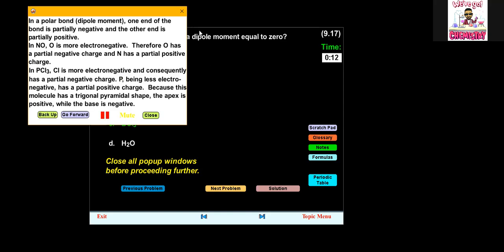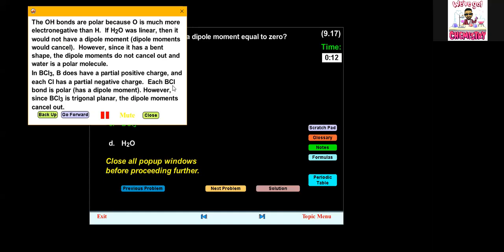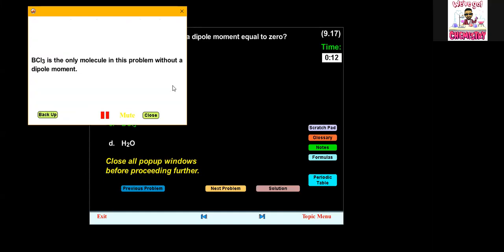In PCl3, chlorine is more electronegative and consequently has a partial negative charge. Phosphorus, being less electronegative, has a partial positive charge. Because this molecule has a trigonal pyramidal geometry, the apex is positive while the base is negative. BCl3 is the only molecule in this problem without a dipole moment.